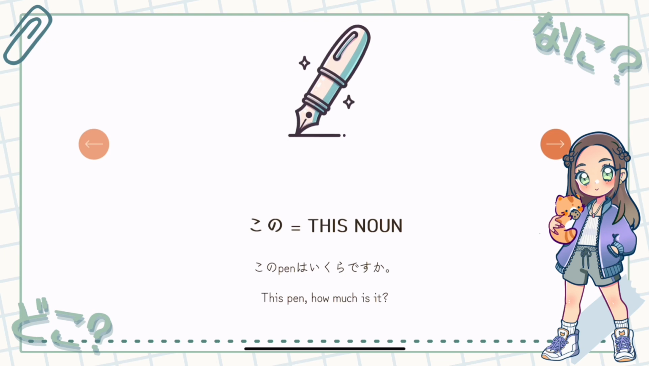I like to think of it as kono has a no at the end. Noun begins with no, the word in English. So if it ends in the no, you need the noun after it. Kono noun. And no. Maybe it helps, maybe it doesn't. Kono pen wa ikura desu ka? This pen, how much is it?